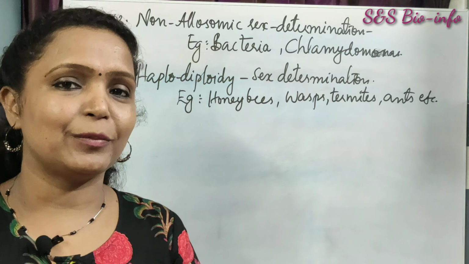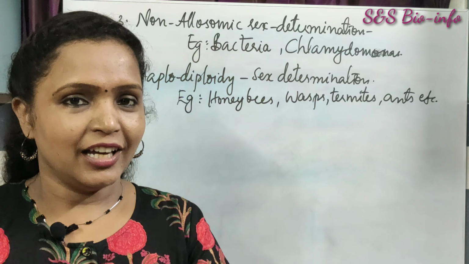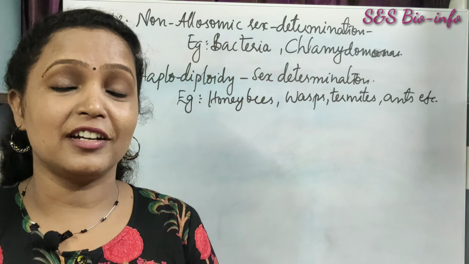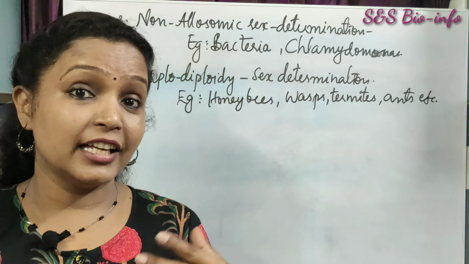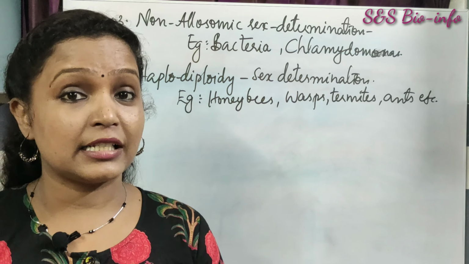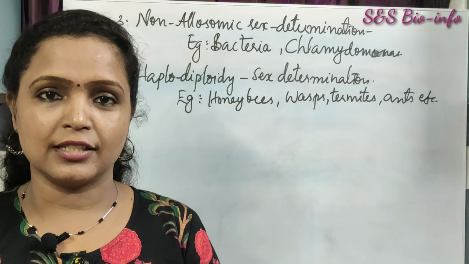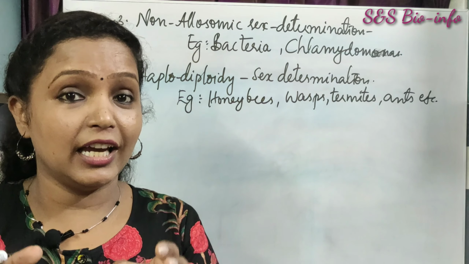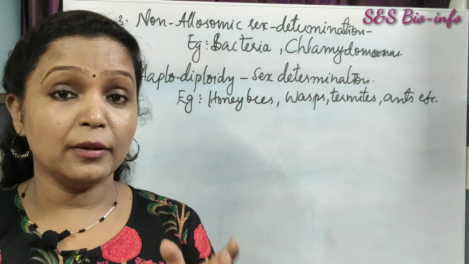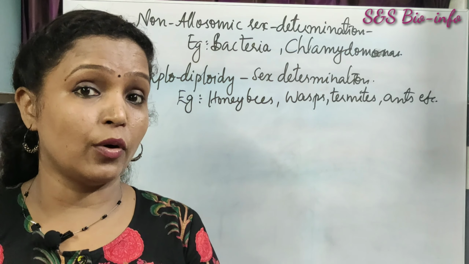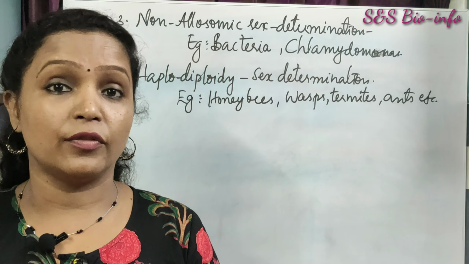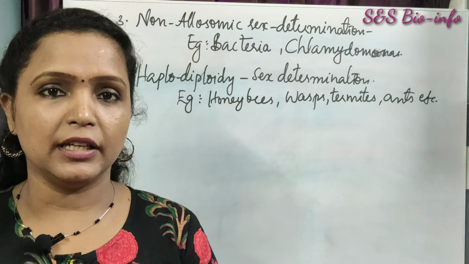Now let's study how sex is determined in honeybees. You might have heard about a beehive. In a beehive, there are different types of honeybees. There will be a queen, there are sterile female workers, and there are drones in the family. The female queen is responsible for fertilizing the eggs and laying the eggs in the beehive.